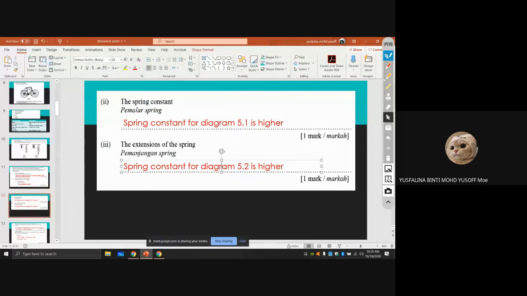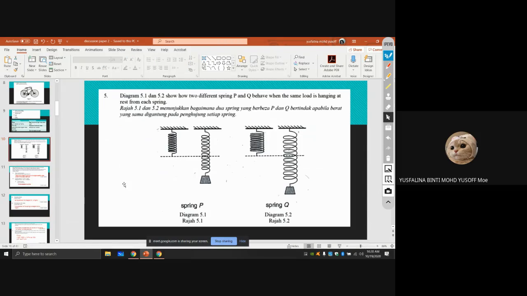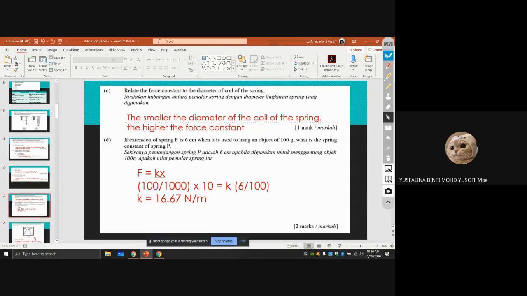Okay, sorry, this one is wrong. Okay, I change the answer. So the extension of the spring, the extension of the spring for diagram 5.2 is higher. Okay, just compare using the diagram. Alright, the next one, relate the force constant to the diameter of the spring.